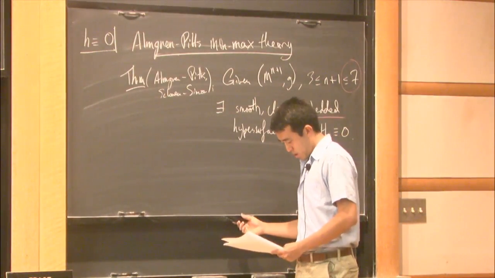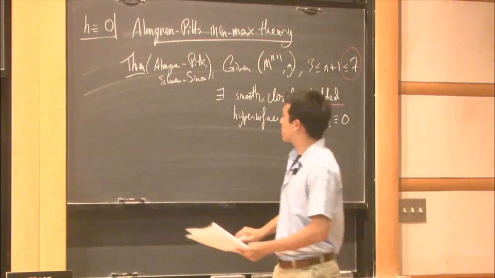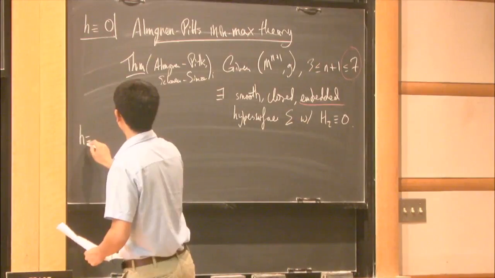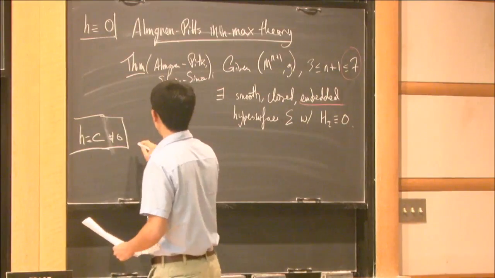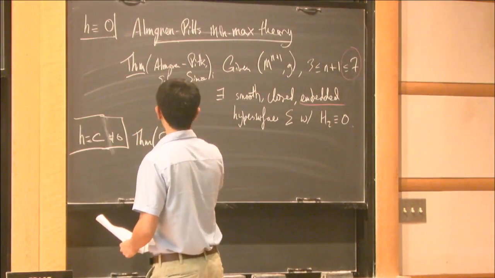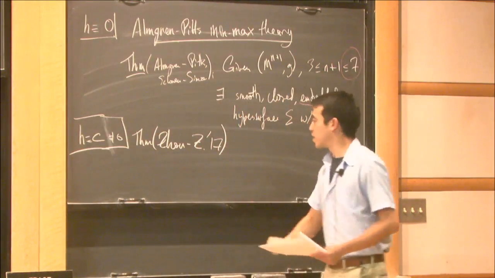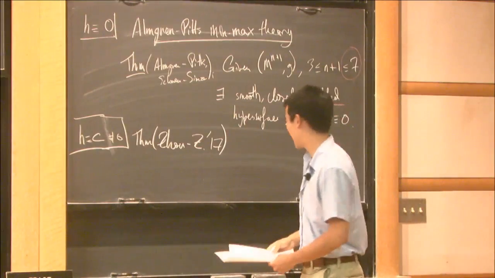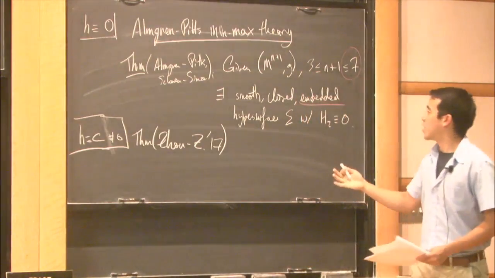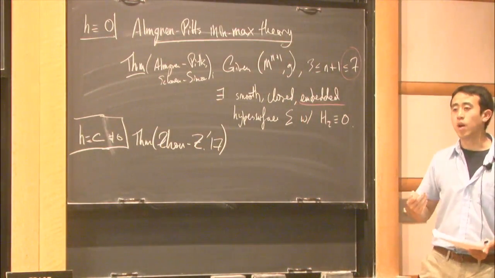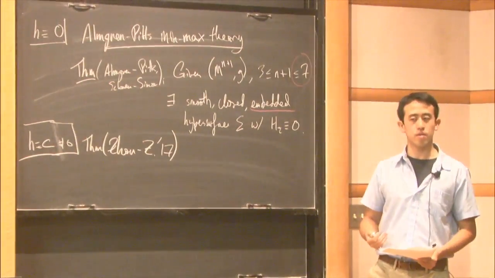Okay. So last year, I want to say, in the constant case, let's say non-zero, this is my work with Shin from last year. So this one is Shin and this one's me. We managed to prove that for any constant, you can still run the min-max theory and still produce a closed hypersurface with the right mean curvature that you wanted.